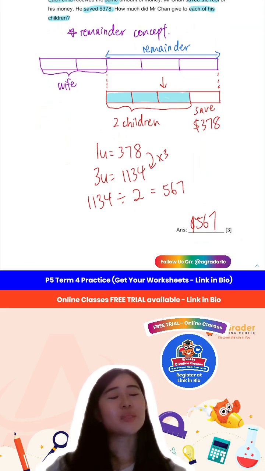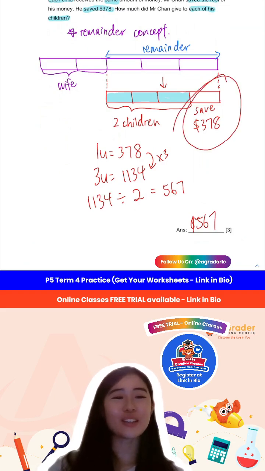Wong's question: how much did Mr. Chan give himself? Then the savings of $378 is for himself.